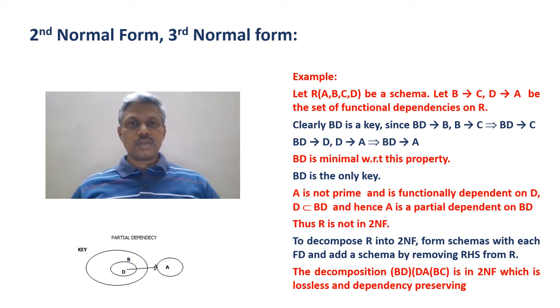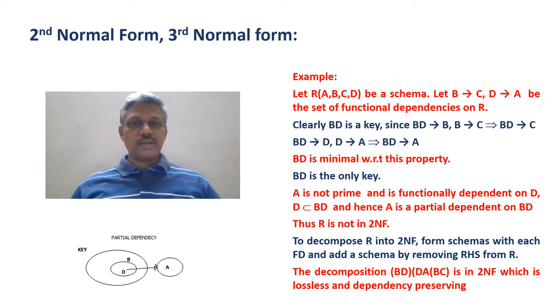We can confirm that R is not in second normal form. So this is how we check for the existence of the second normal form. This has to be checked for every functional dependency. If it fails for one functional dependency, it's enough to say that it is not in second normal form.